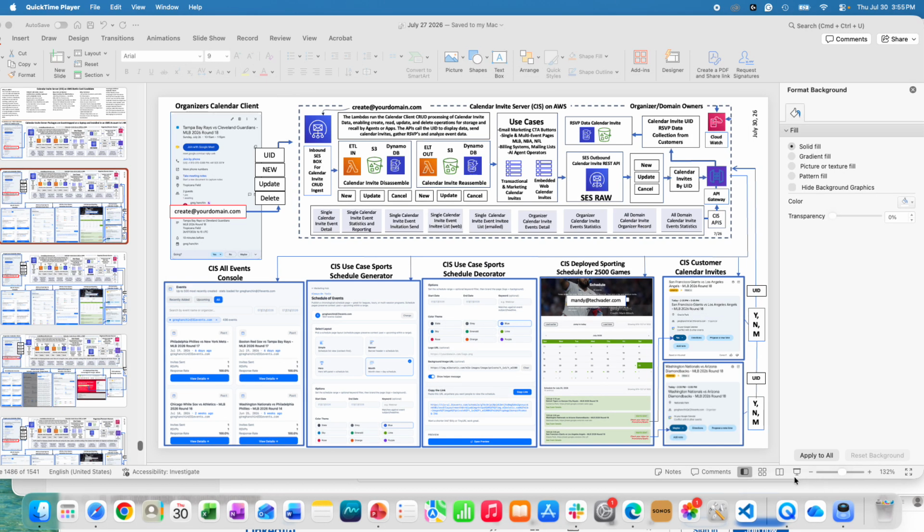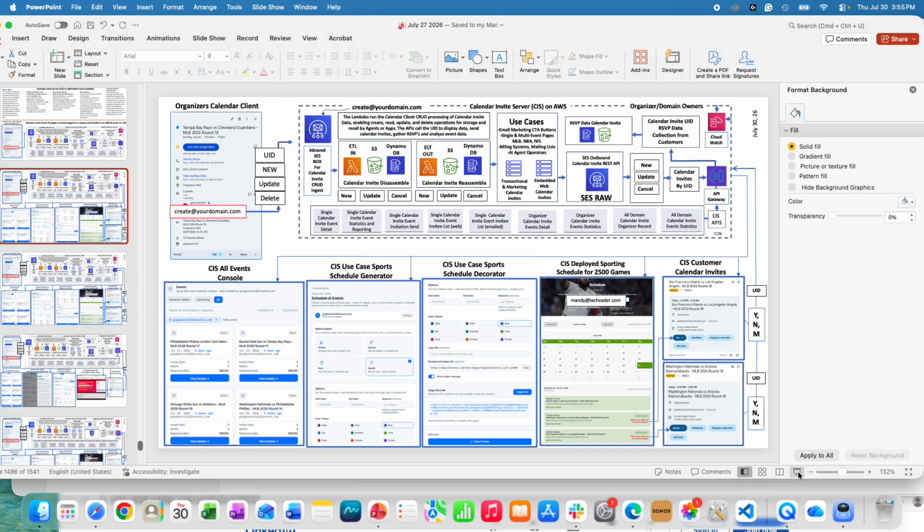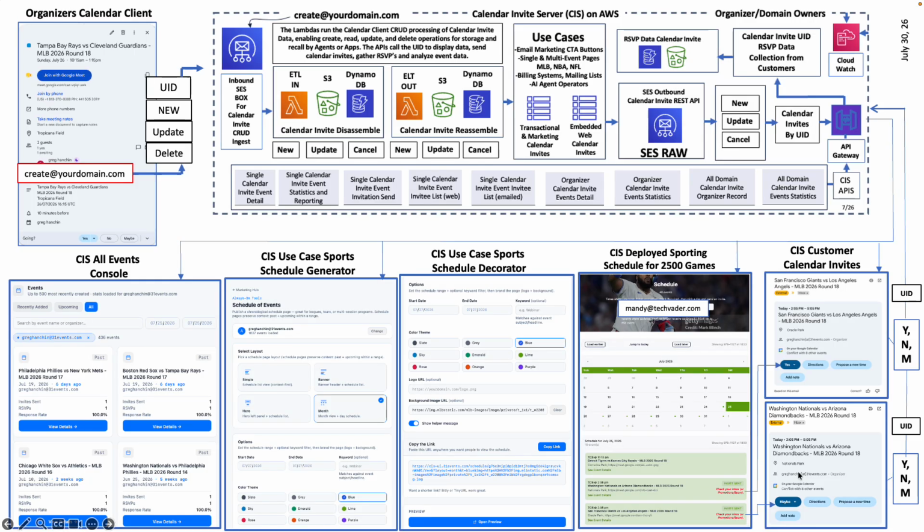Today's July 30th, 2026. My name is Greg, and I've got one slide for y'all. It's a high-level design view of the calendar invite server on AWS. The calendar invite server can be downloaded using a CloudFormation template and installed in your AWS account and set up with your AWS SES domain. We have an automated process I won't get into here.